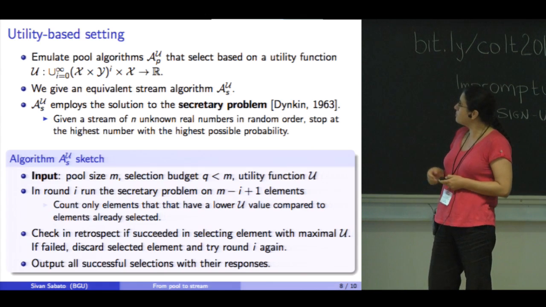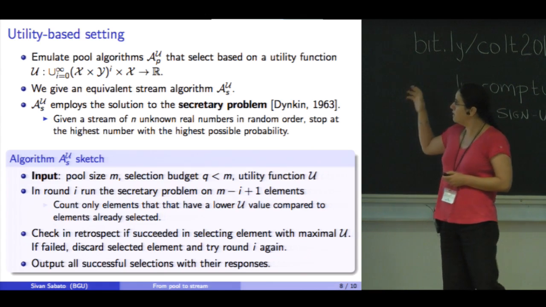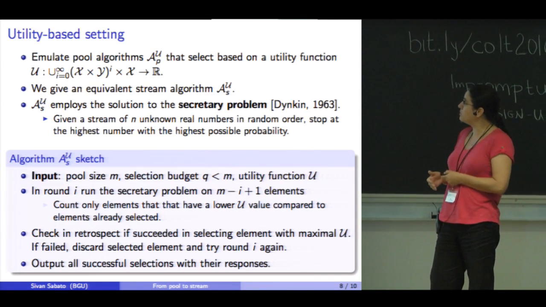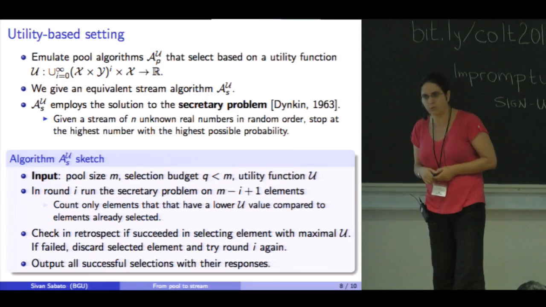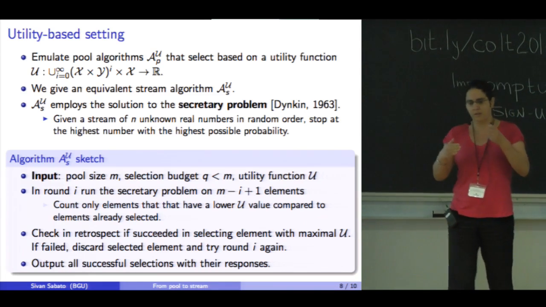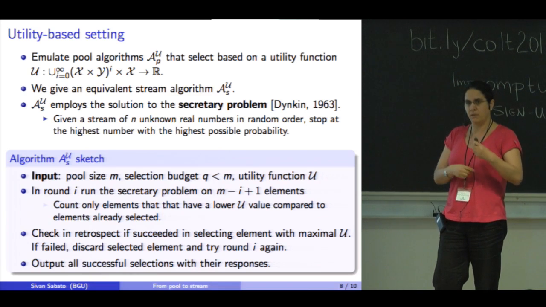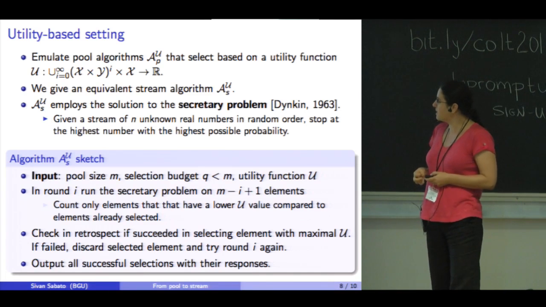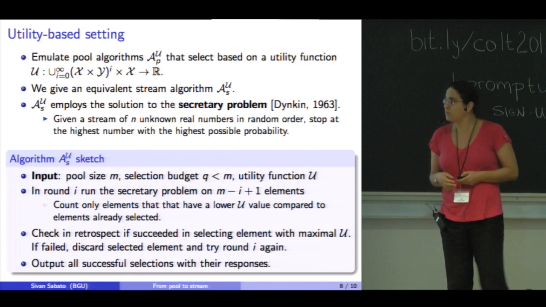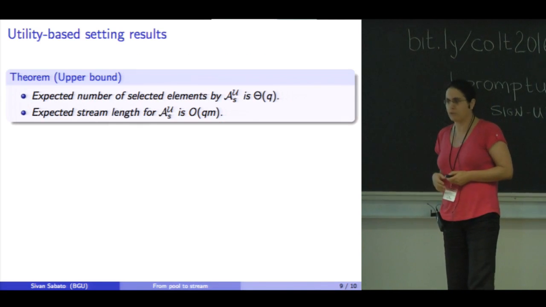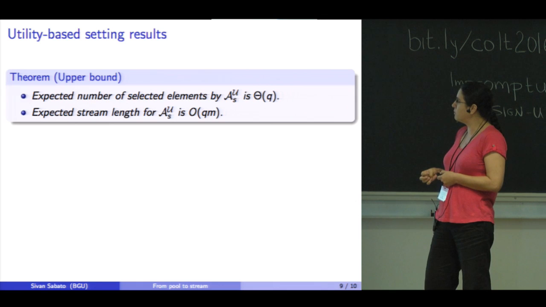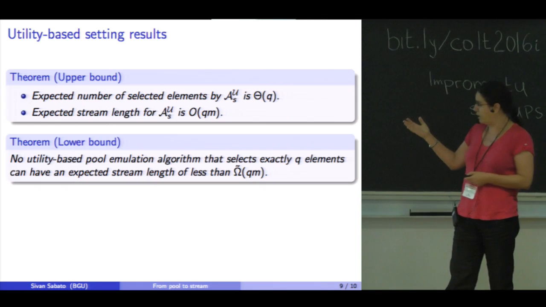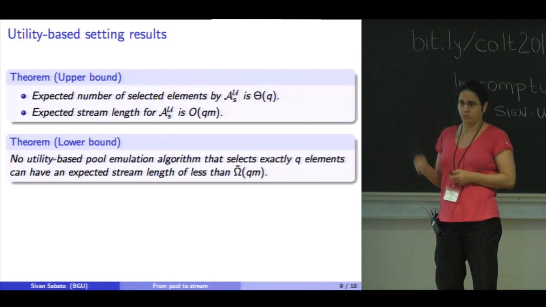I will just mention, because of time, that for the utility-based setting, we can get a much better result by using the solution to the famous secretary problem, which allows us to at least attempt to select the best element in a stream quite easily with a good probability of success. We have an algorithm for this case too, and for this algorithm, we have much better guarantees. The expected stream length is O of q times m, so linear in the number of queries. And this is also quite tight. You can't do much better than that according to our lower bound.